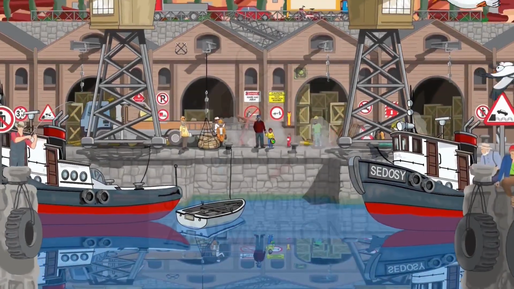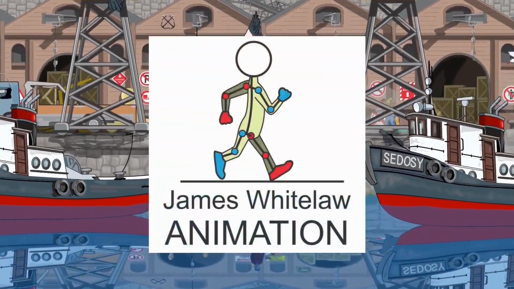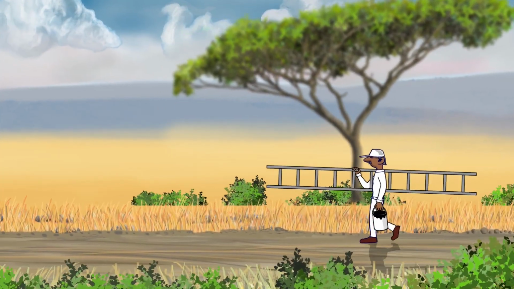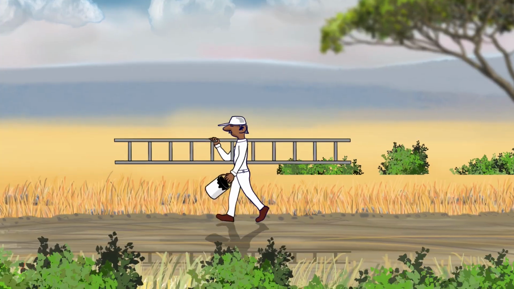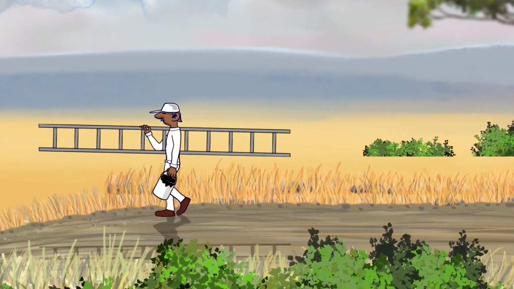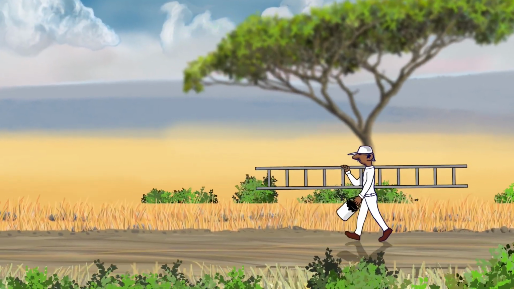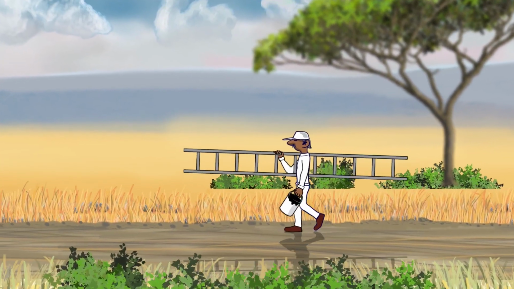Today we're going to look at creating parallax in an animated scene. Now parallax is the illusion created when the objects in the foreground move past the viewer faster than the objects in the background, and it gives an effect of depth. So we're going to create that in our scene here.